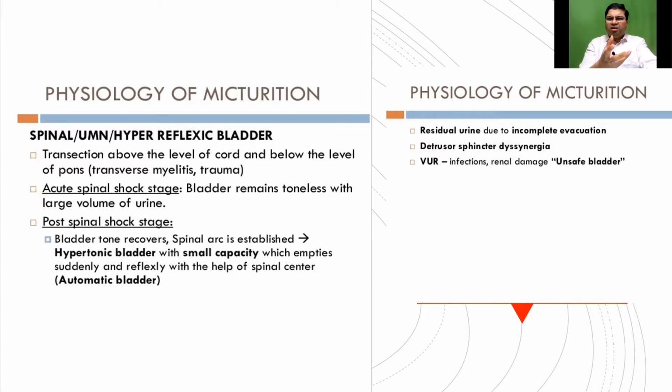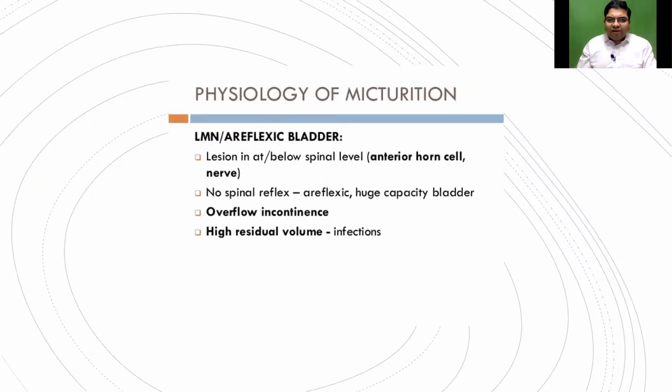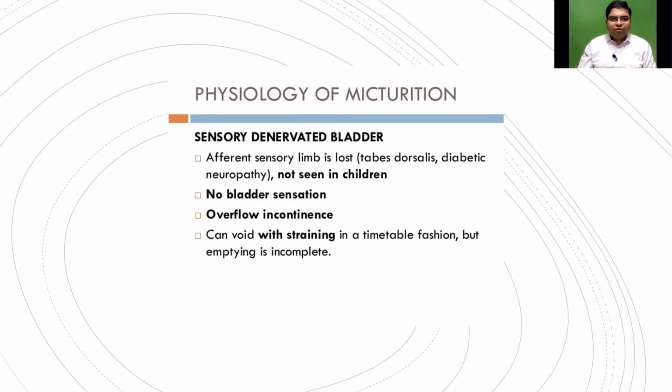So it becomes a small bladder, an unsafe bladder, and it always has detrusor sphincter dysynergia, because now that whole system of sympathetic outflow is cut off, and the higher centers are not in control. So there's a detrusor sphincter dysynergia. The bladder contracts, the sphincter may still be tight. So there's a chance of reflux, and these are known as unsafe bladders. And then we have the areflexic bladders, where the lesion is at the spinal level, so basically there's no spinal reflex. Nothing happens. The bladder gets full and there's overflow incontinence, high residual volume, and it leads to infections.